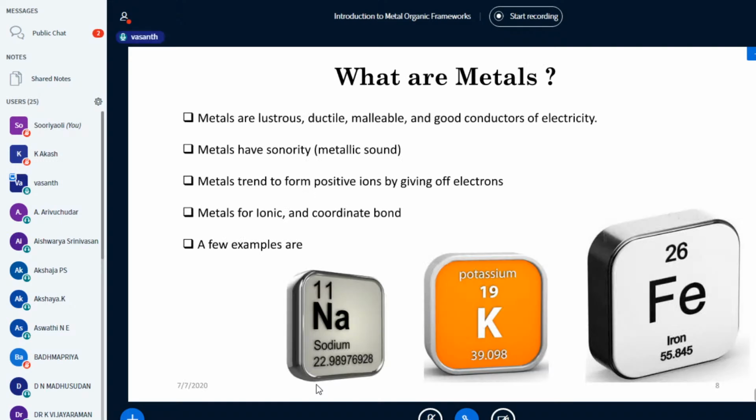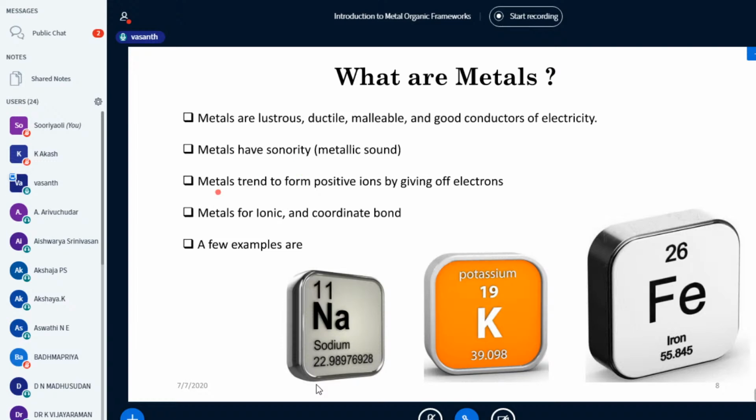So metal possesses some unique properties, like luster, which is called shining. Metals have the property to shine, and they are malleable and ductile, which means they can be beaten into sheets or drawn into wires. Metals are good conductors of heat as well as electricity. The other important property for a metal is sonority. Metals produce a very typical sound, which we call sonority or a metallic sound.